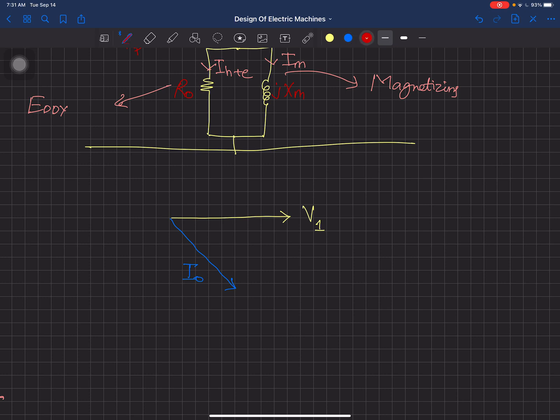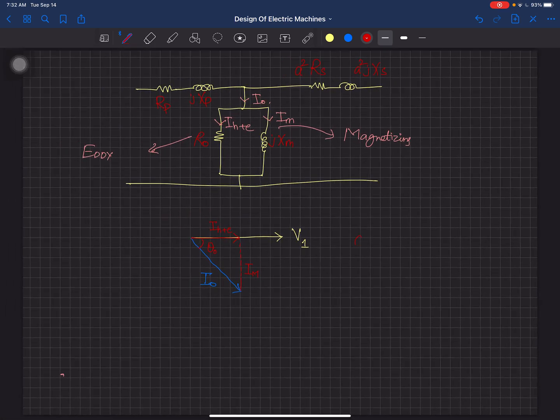So if I make its perpendicular components over there, this current is going to be I hysteresis plus eddy, and this one is going to be Im, because they both are in quadrature, because one is the inductor current, the other one is the resistor current. This angle is called theta naught, and when you take cos theta naught, this is actually the power factor of your transformer. I'm just going to write TR for your transformer.